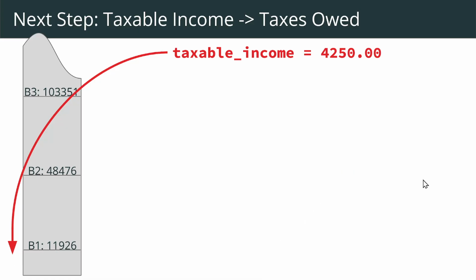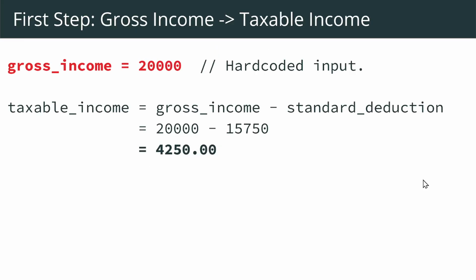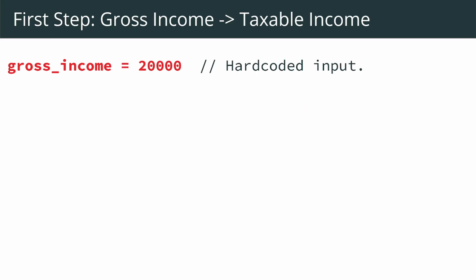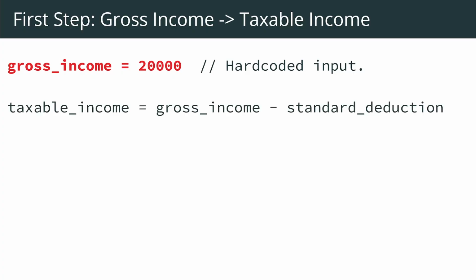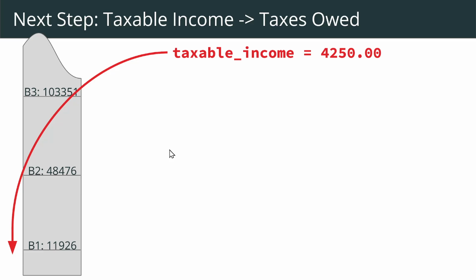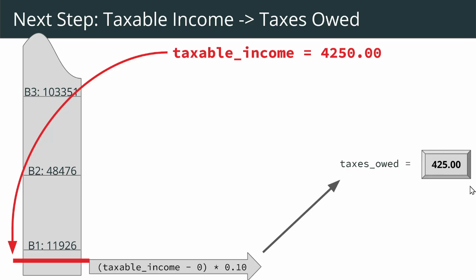We took in one input. Our input here was 20K, and we produced two outputs. One was this number here, taxable income, and then we used this number to calculate another one, 425 right here. So that's the goal of this assignment: calculate two numbers from one. Okay, let's go ahead and do a couple more examples.